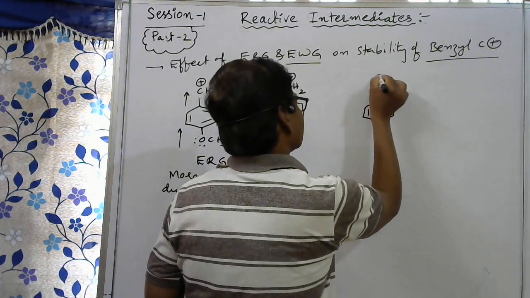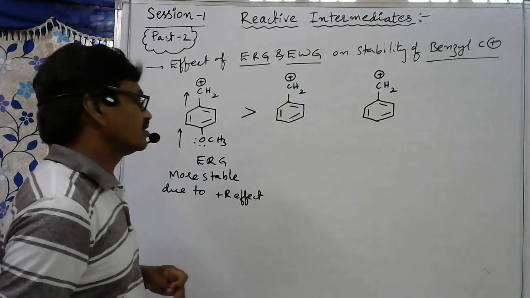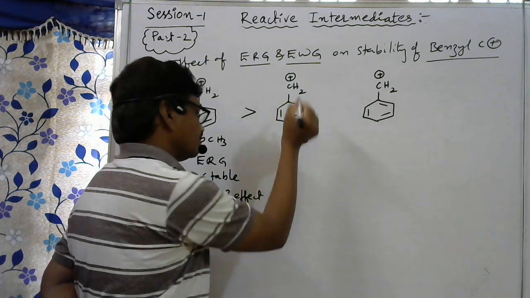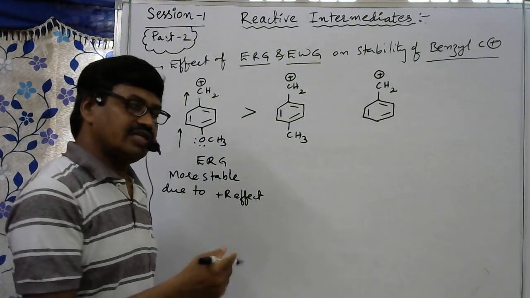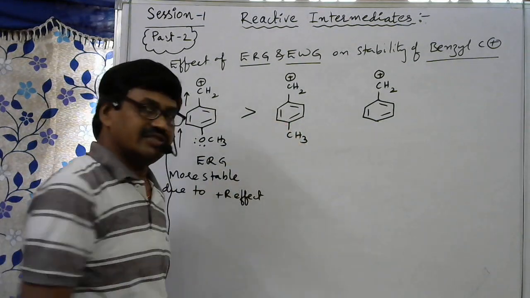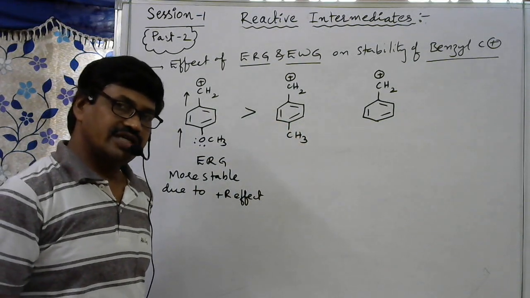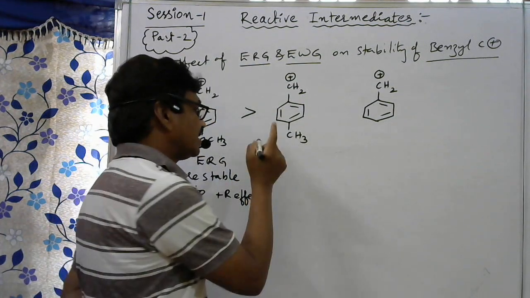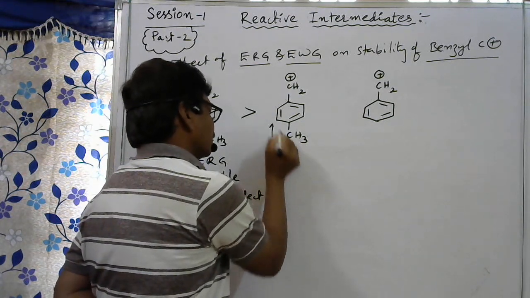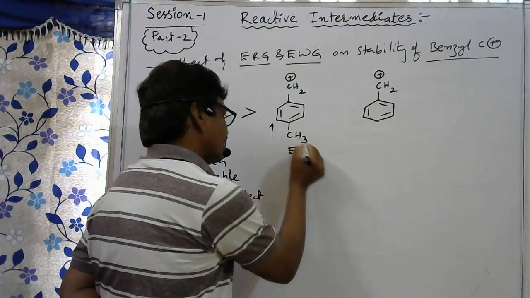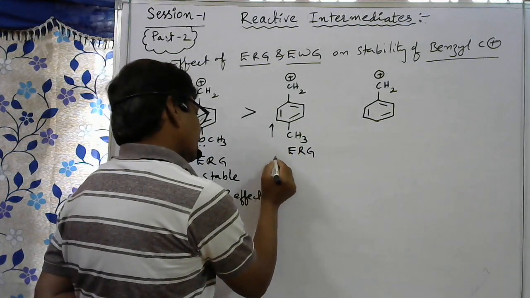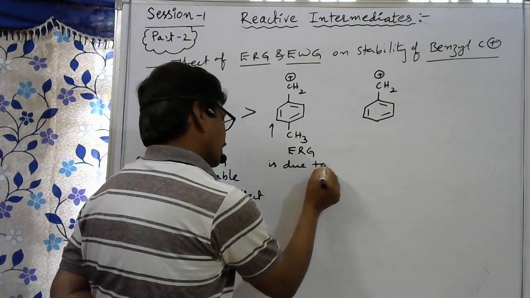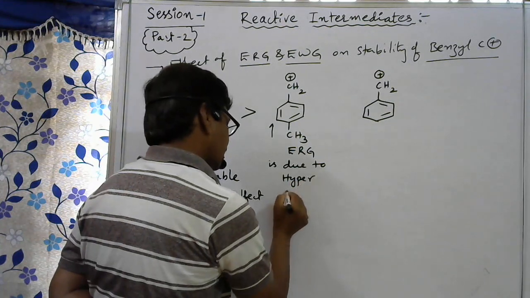Now one more I am writing: CH2 plus. Before this, I am writing one more here. Here I am taking CH3. CH3 is also a methyl group. Any alkyl group, if present on the benzene ring, a methyl group or an ethyl group or any alkyl group, where the carbon has a minimum of one hydrogen, always acts as an electron releasing group. It is ERG. But this electron releasing nature is due to hyperconjugation.